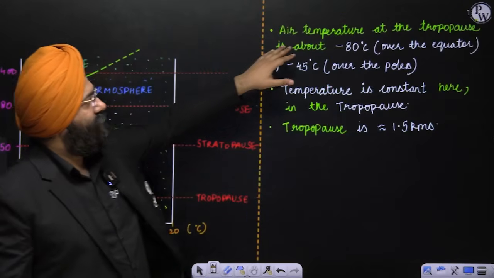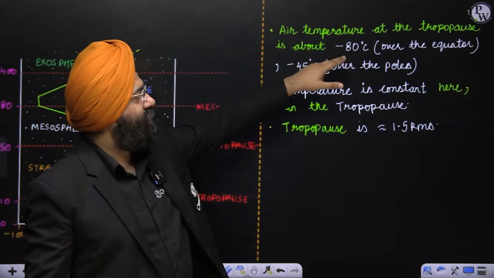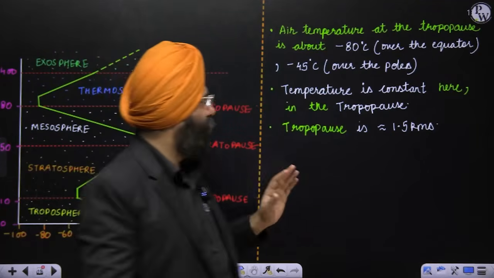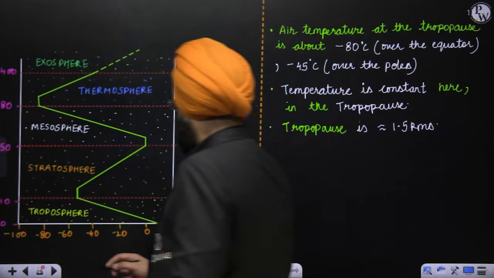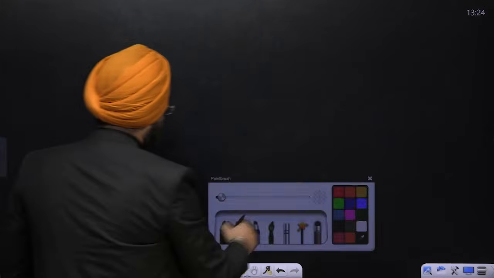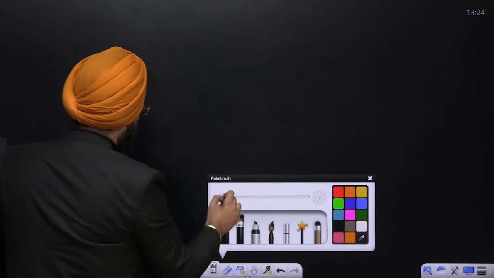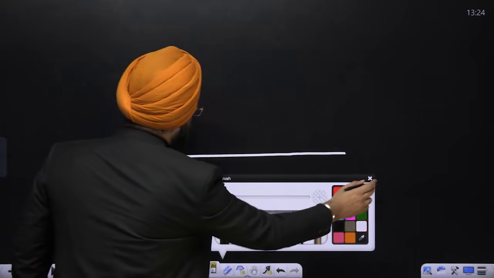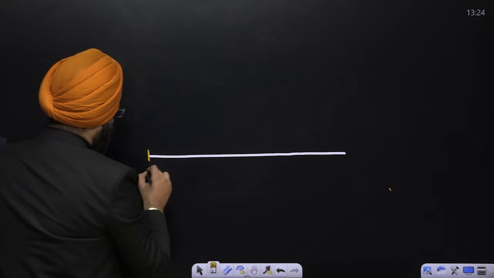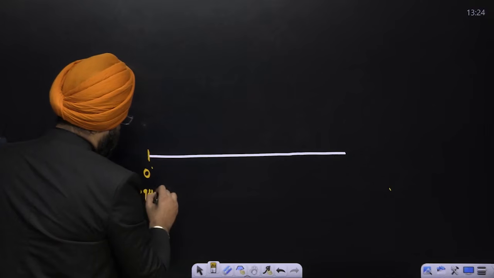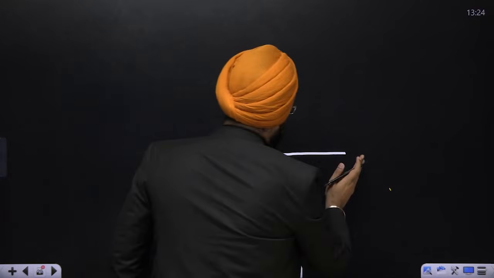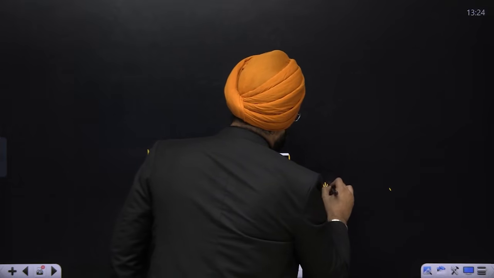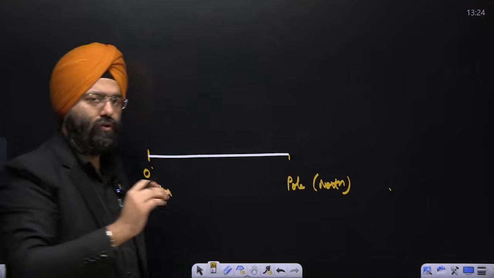Now, air temperature at the tropopause is about minus 80 degrees Celsius over the equator and minus 45 degrees Celsius at the poles. That means, as we have already known, see here, let us understand. Supposedly, this is the surface of the Earth, right? Let us take this, for the timing, as 0 degree, that is the equator. And this is supposedly the poles. Let us say North Pole. The same thing happens with the South Pole also.